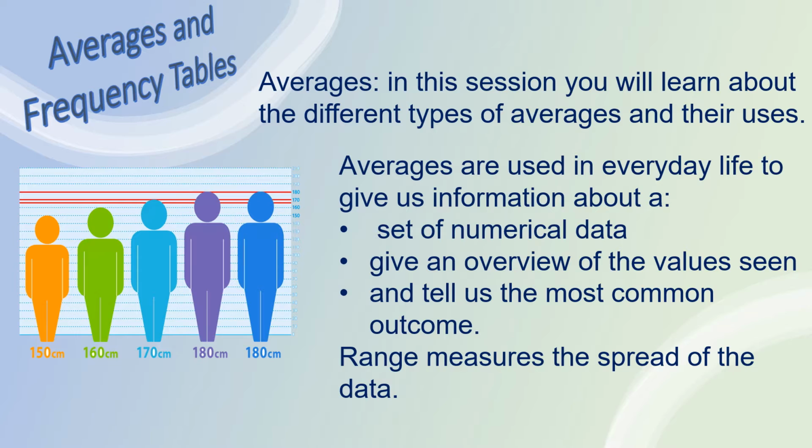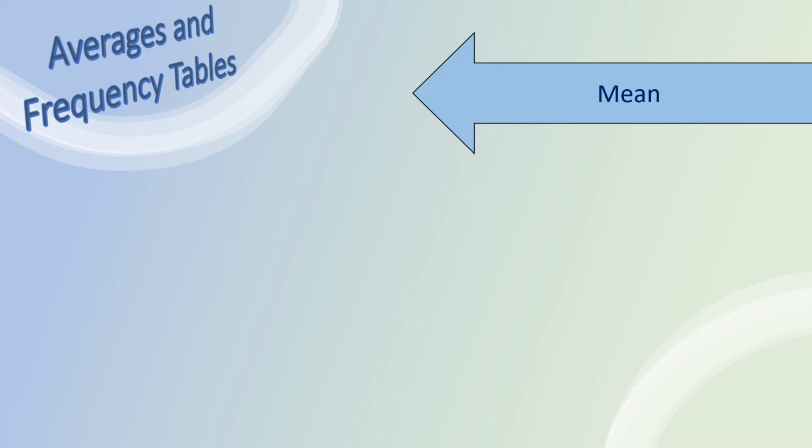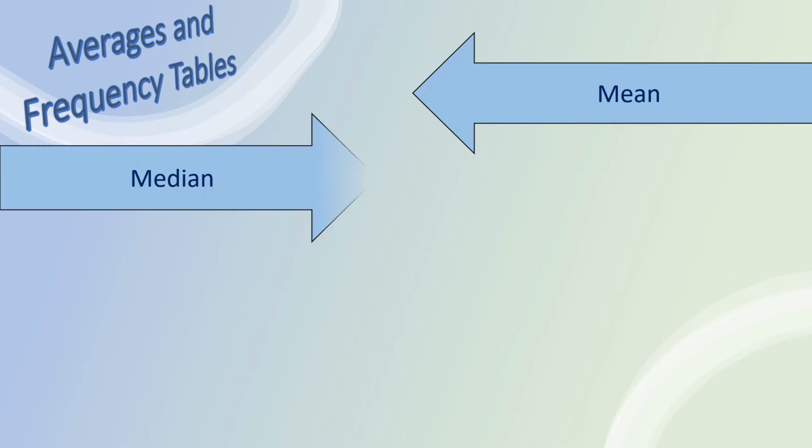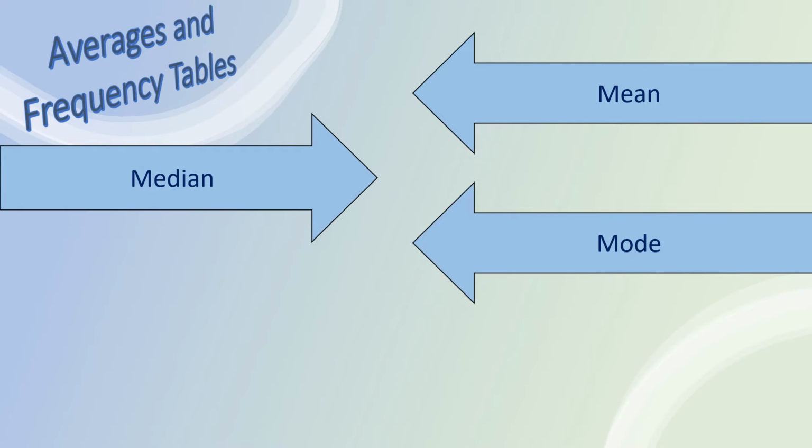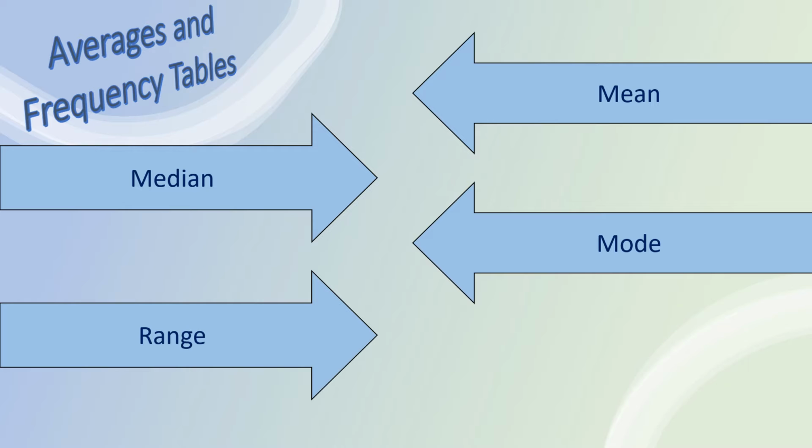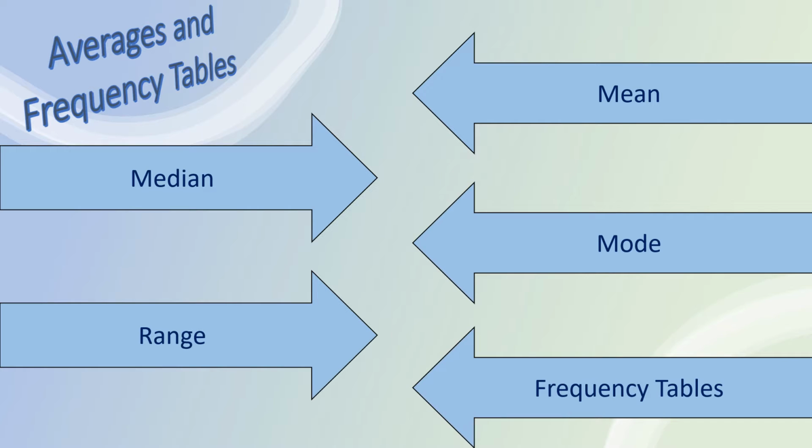Range is a measure of the spread of the data, and we'll go through that as we go through the presentation. In this session, we're going to learn how to calculate the mean, the median, the mode. That's the three main types of averages. Then there's the range. We'll learn how to calculate that. And we'll finish off by finding out how to calculate the mean, median, and mode in frequency tables.